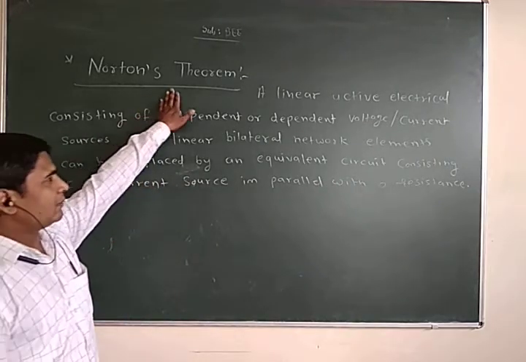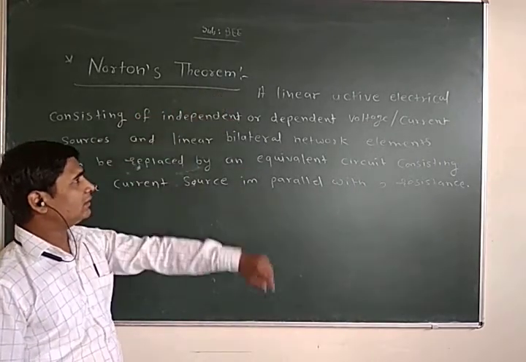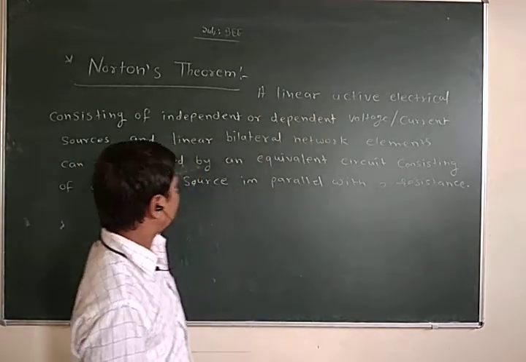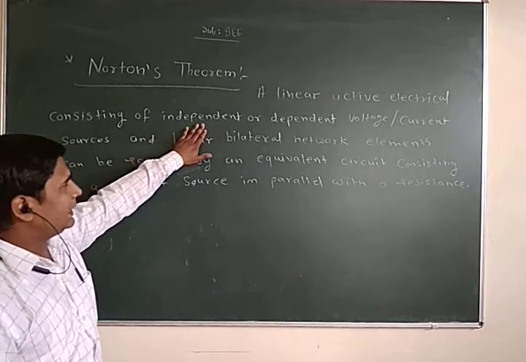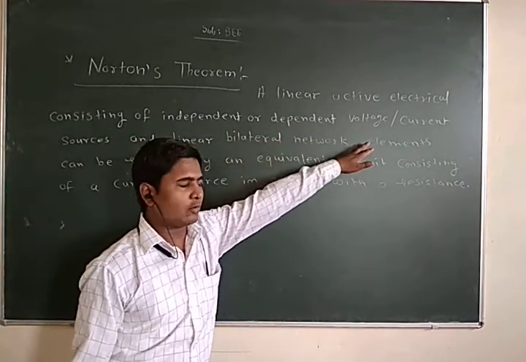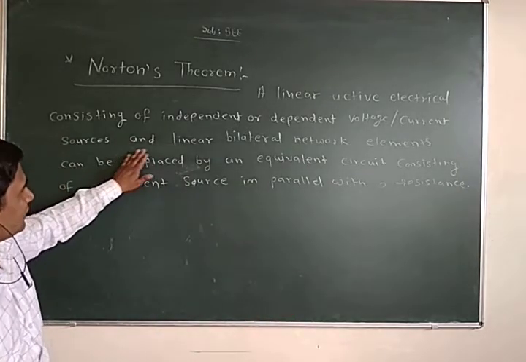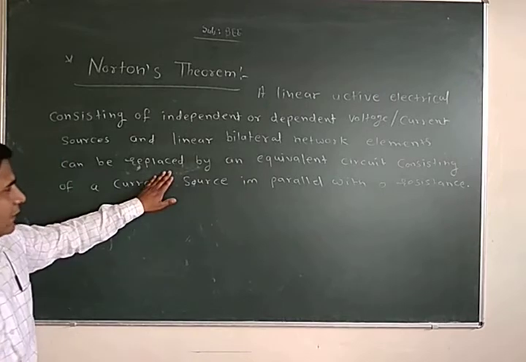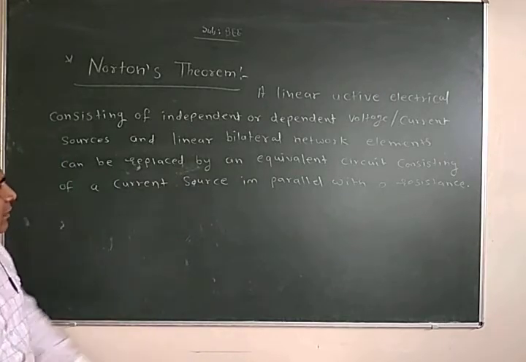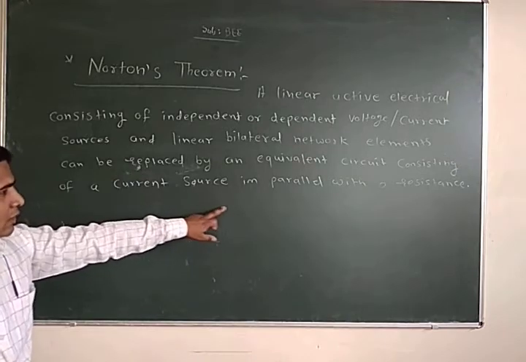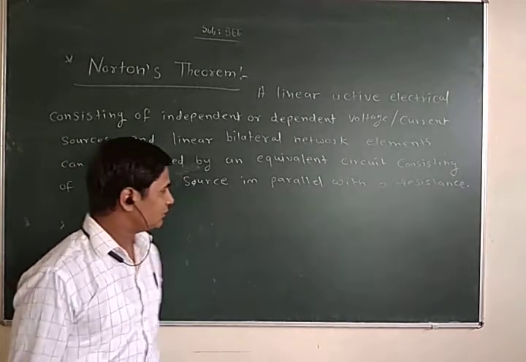So the statement of Norton's theorem is that in a linear active electrical network which consists of independent and dependent, either voltage or current sources, and whose elements are linear bilateral, this type of network can be replaced by an equivalent circuit which consists of a current source with a parallel resistance.